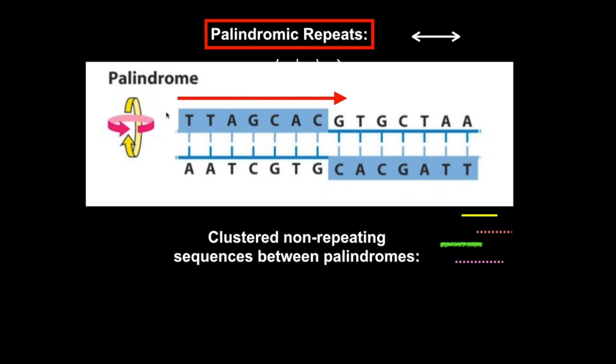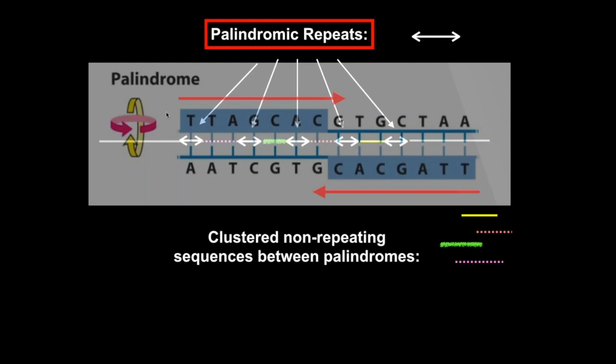Look at the top strand of DNA. It reads TTAGCAC. Now look at the bottom strand. You'll see that it reads exactly the same way on the opposite strand. That's what a palindrome means in DNA.